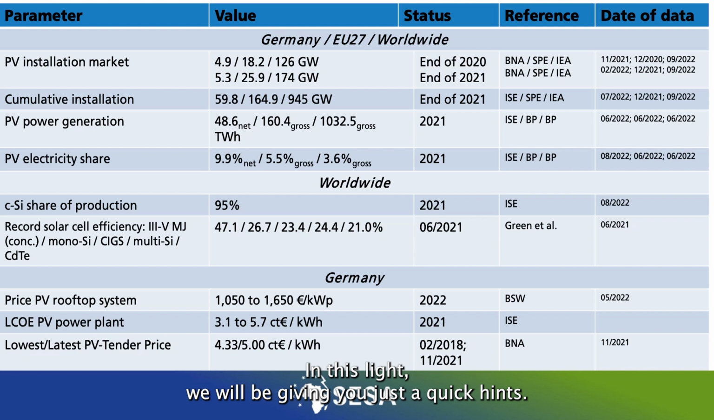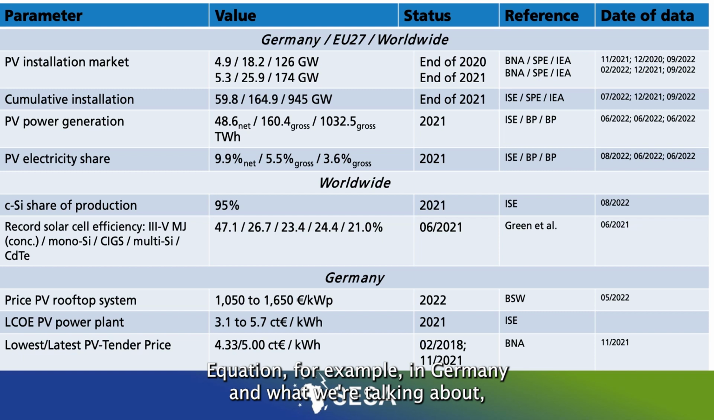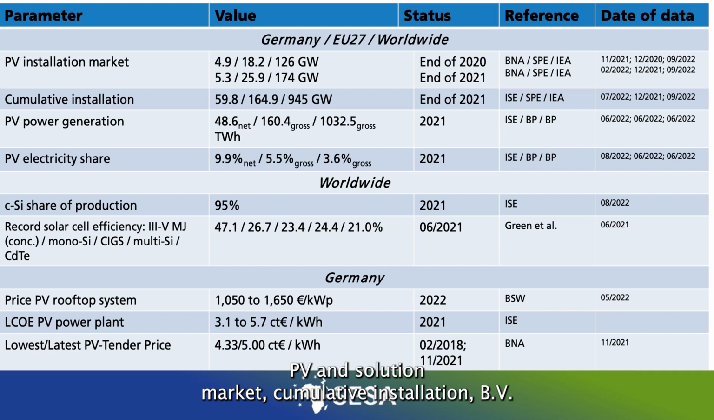In this slide, we will be giving you just quick hints. I'm going to let you focus on the values, but I'm just going to tell you what parameters we use in this evaluation. For example, in Germany and worldwide, we're talking about the PV installation market, cumulative installation, PV power generation, the electricity share of PV, some categories and technologies of solar PV production, record solar cells, etc. Those are some quick hints of some values that we can use later on.